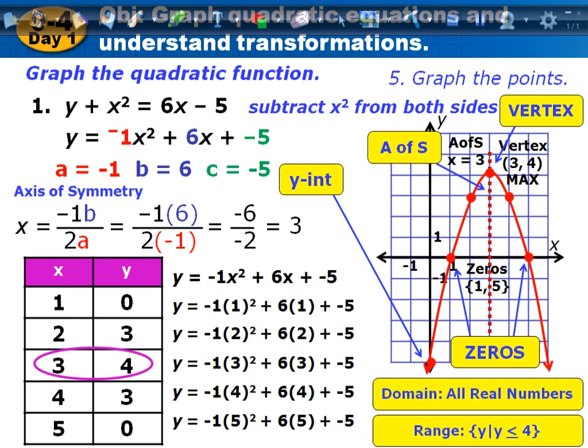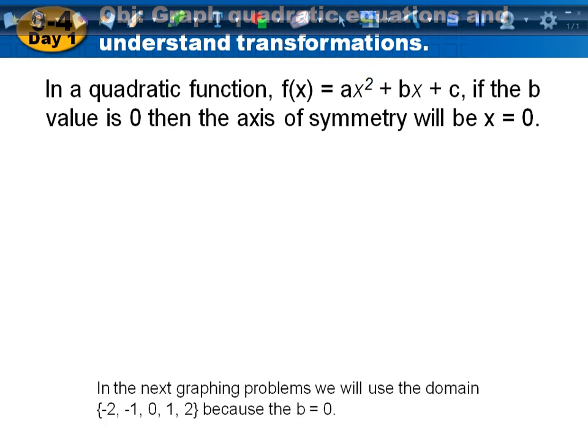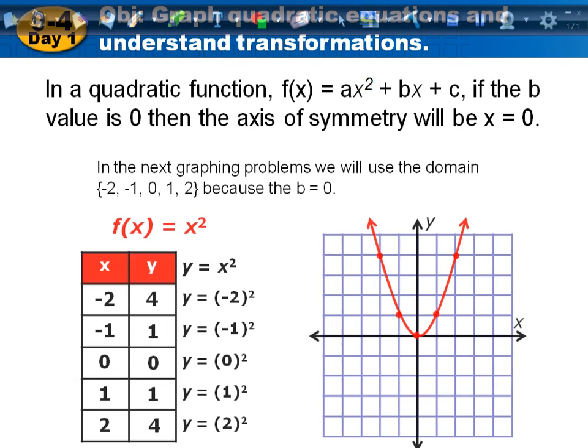Again, that was just a quick little review. You did not have to write any of that down of what we did in 9-3. It says, in a quadratic function, f of x equals ax squared plus bx plus c, if the b value is 0, then the axis of symmetry will always be x equals 0, meaning that's going to cut it in half at 0. In the next graphing problems, we'll use the domain -2, -1, 0, 1, and 2, because our b is always going to be 0. In other words, we're not going to have a bx here. We're just going to be looking at the ax squared, or the ax squared and the c.